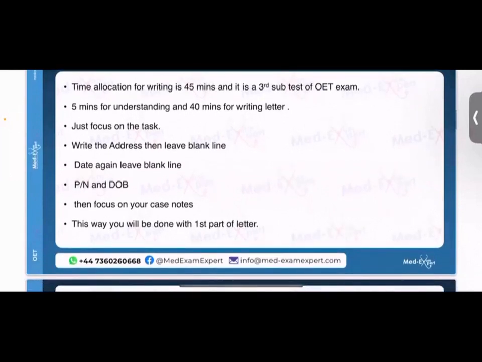You have to start with the address and salutation. You must have your OET answer booklet in front of you, and you have to start at the top left corner and write the address and salutation. You don't need to worry about it because the address and salutation are given in your writing instructions. This is exactly what we call copy paste, and you just copy paste the things from the writing instructions to your answer booklet.